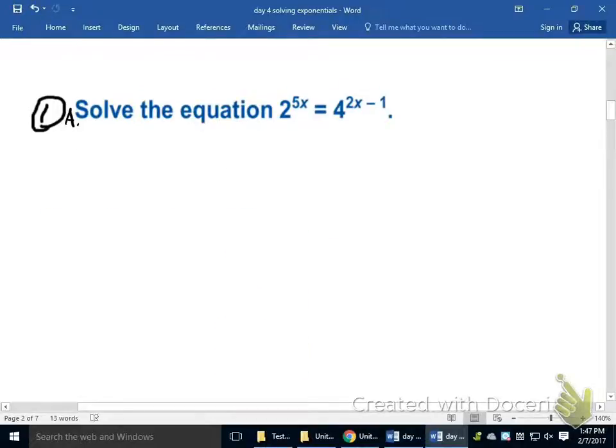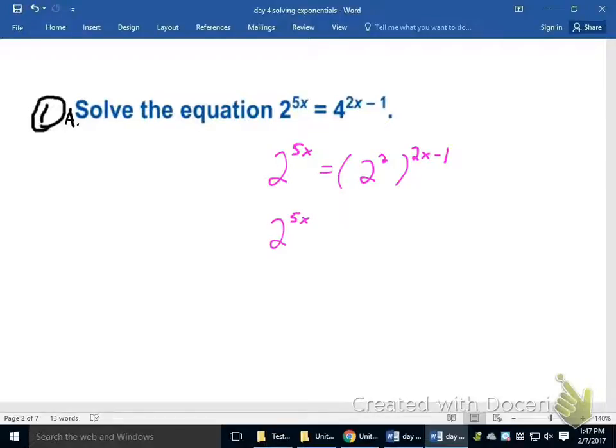So here's our first actual example here, and I'm going to get these bases to be the same. Similar to the last problem, the 2 is already good, but the 4 could be changed to a 2 squared. Now I'm going to go ahead and write down the exponent that was on the 4, the 2x minus 1, and now I'm going to rewrite the 4 as a 2 squared. Alright, now I'm going to simplify that right hand side to where it's going to be 2 to the power of 4x minus 2. I just multiplied my exponents.